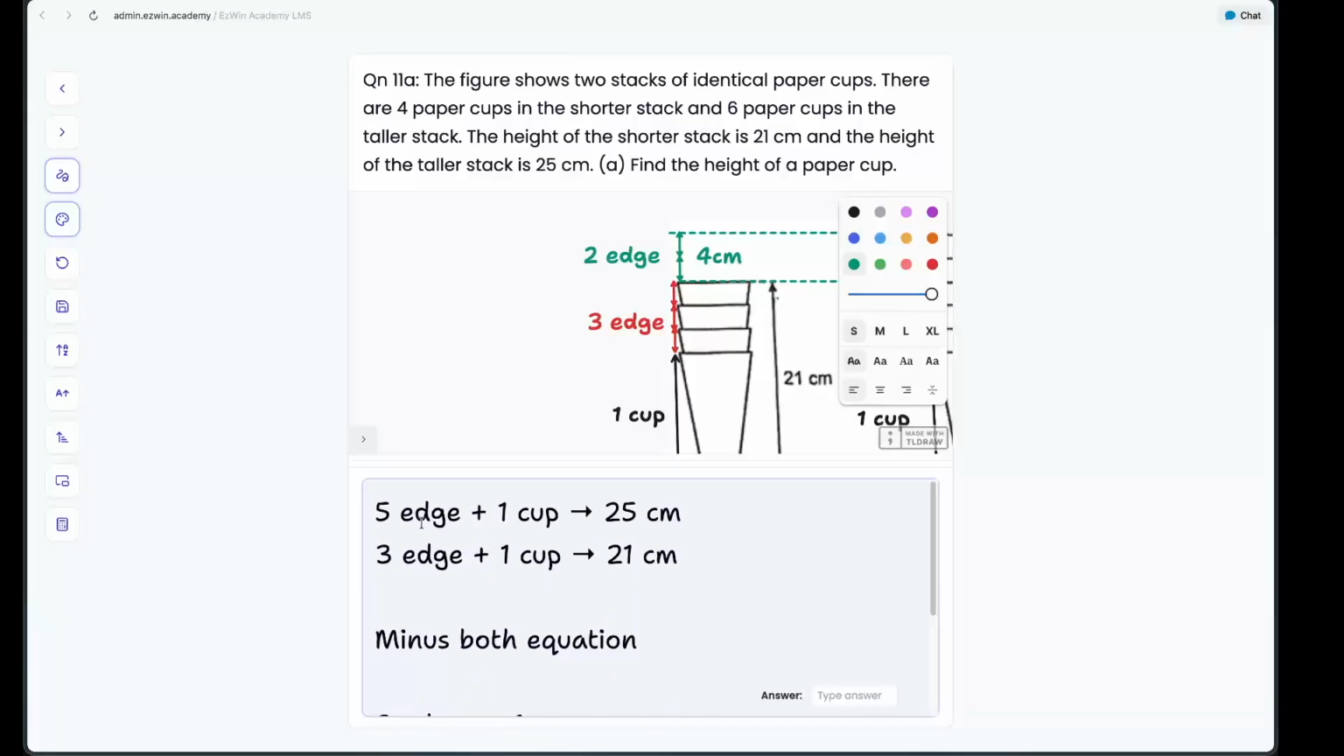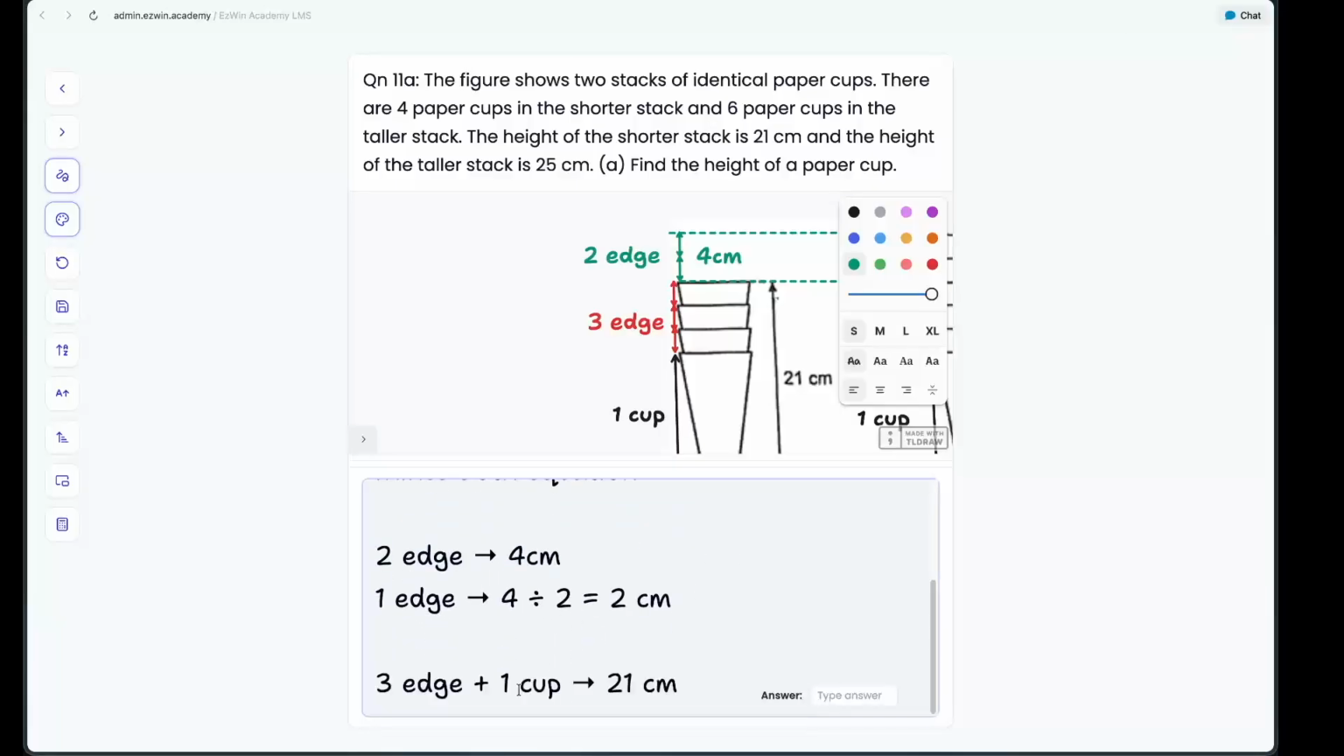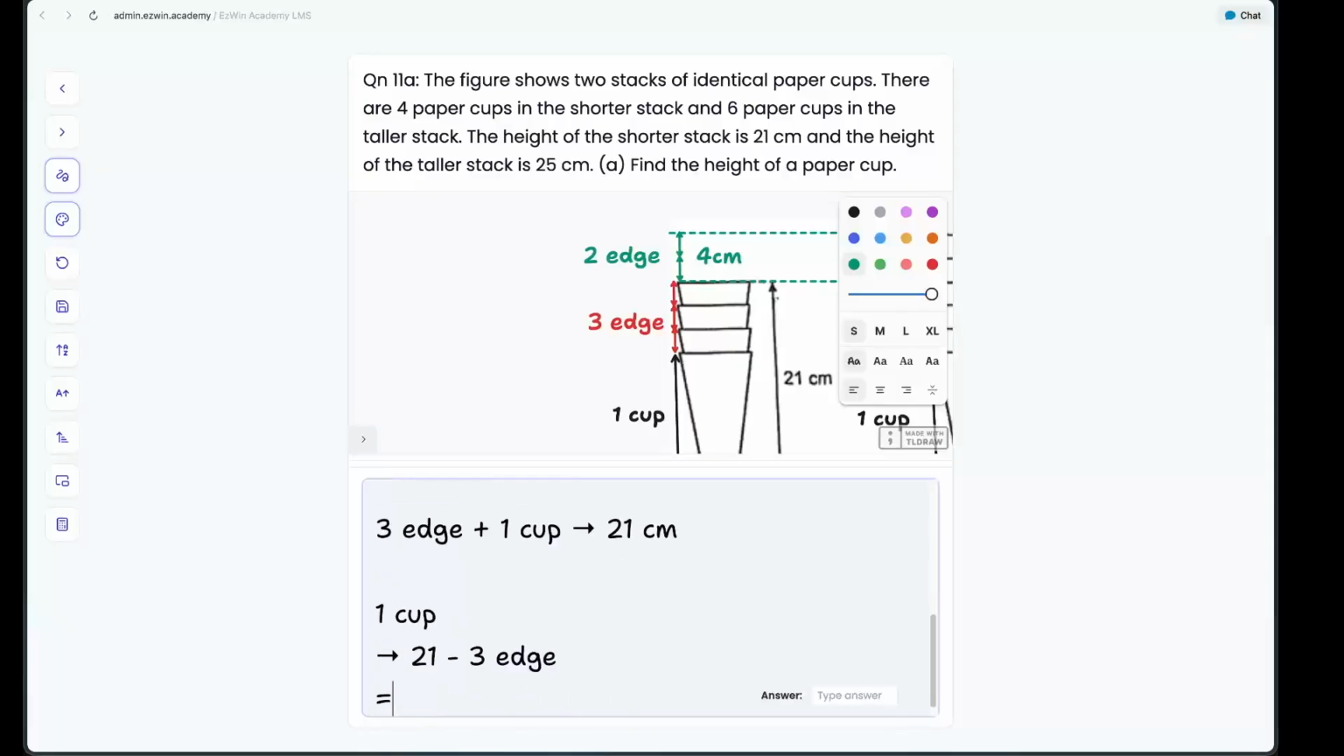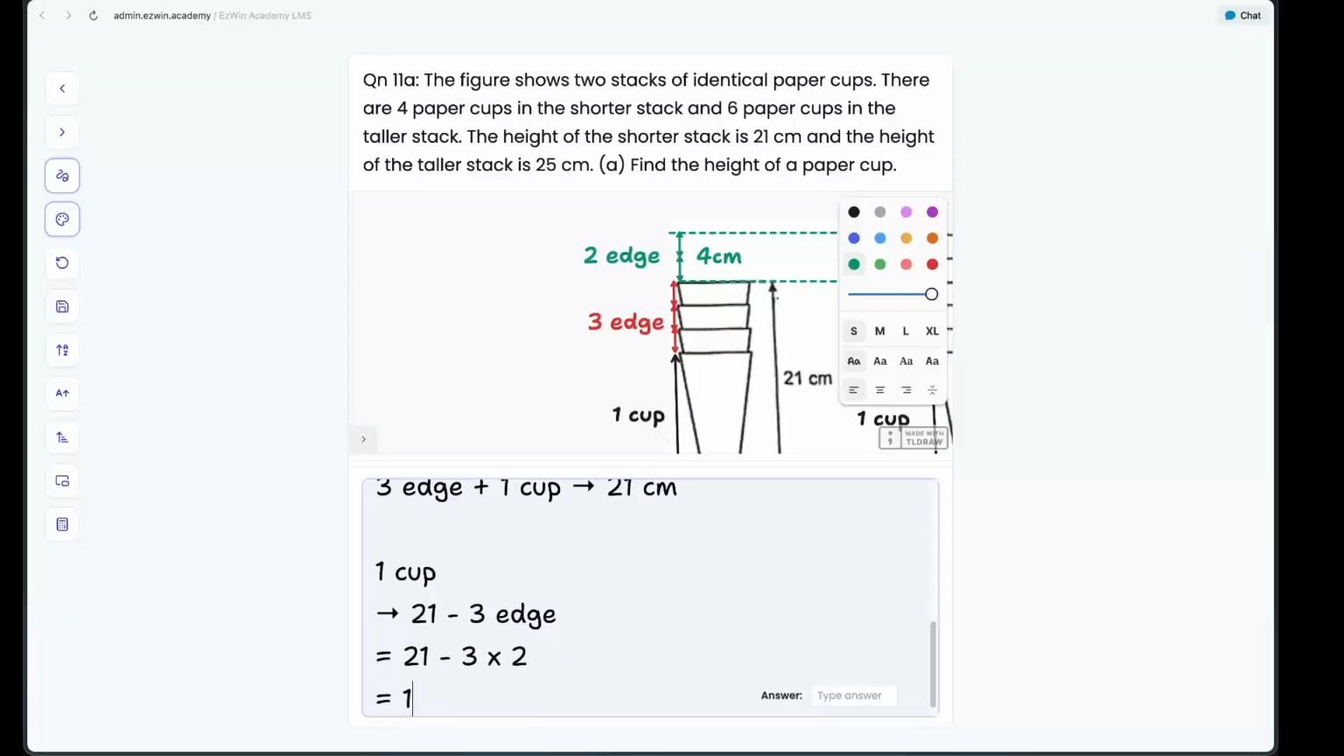So with that said, 3h plus 1 cup. So 1 cup is basically 21 minus 3h. And then we swap the 3h with 2 cm, which is basically 3 times 2. This will give us 15 centimeters. Okay, there you go. So that's the answer, 15.